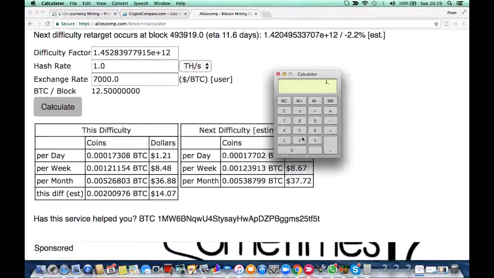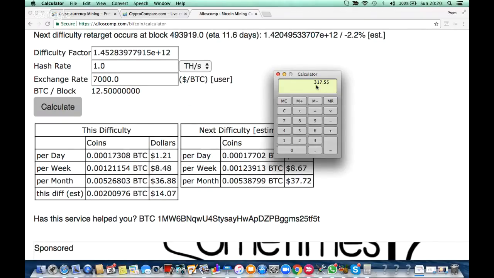Now, $1.21 times 0.28 is what we're going to take off. So we're taking off 33 cents from there. Let's say 34 cents, right? $1.21 minus 0.34 cents is 87 cents per day. 87 cents per day times 365. That's $317. You put in 150 for 1 terahash, and if Bitcoin touches $7,000, you're going to make $317 per year.